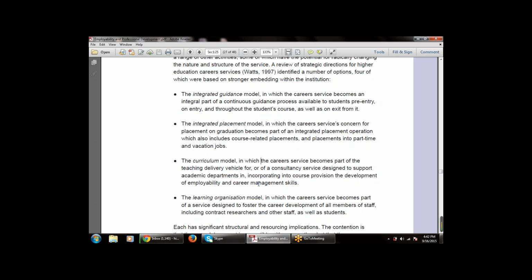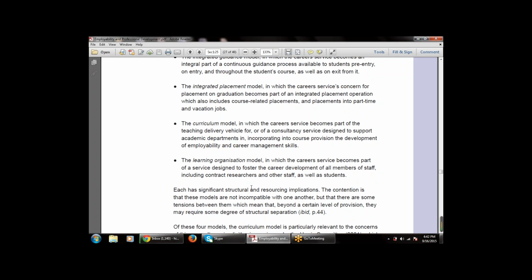So in a university, it may include every employee, an ex-employee, a new employee, a contract researcher, a staff member, as well as any student, used for research, in the learning organization model.